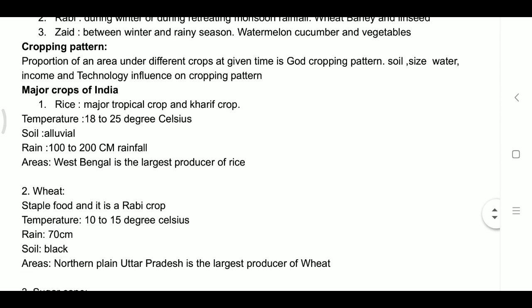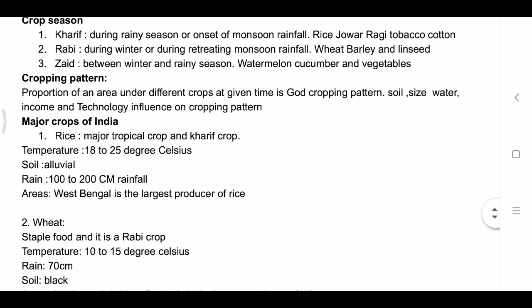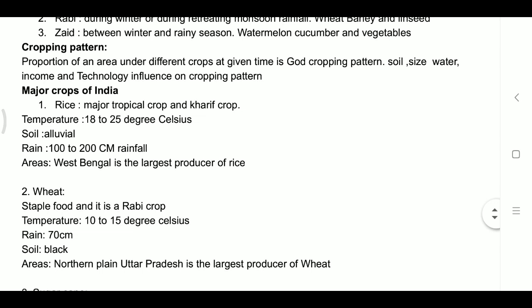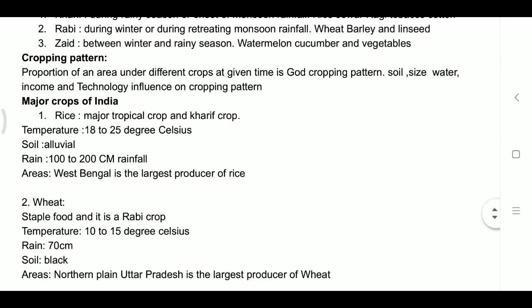Let's move on to cropping pattern. What is the meaning of cropping pattern? Proportion of an area under different crops at a given time is called cropping pattern. This cropping pattern differs from place to place, because soil, size of land, water, income of the farmers and technology all influence the crop pattern.